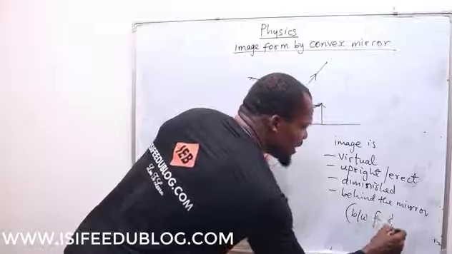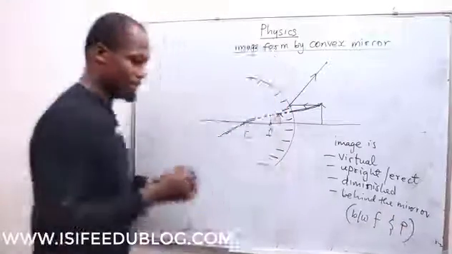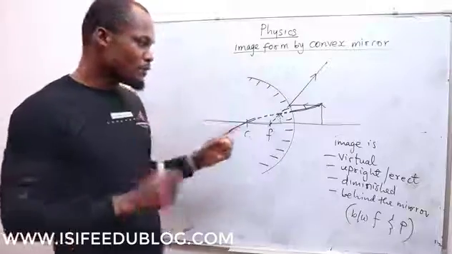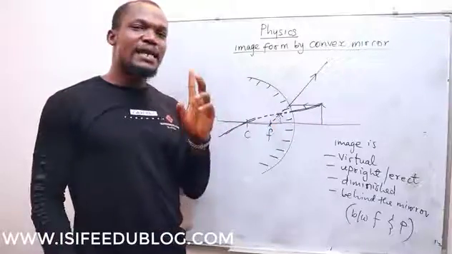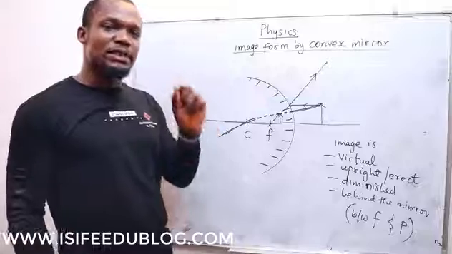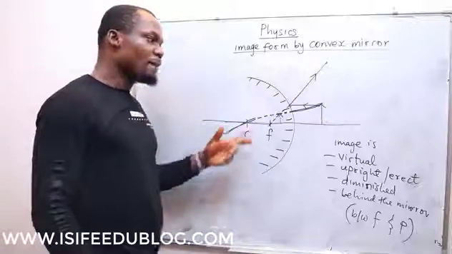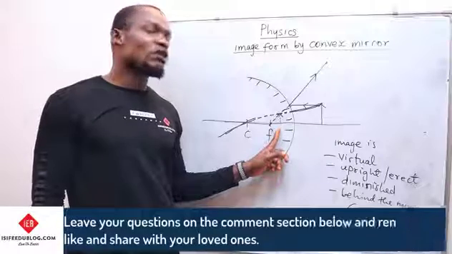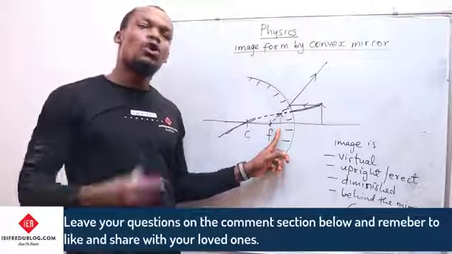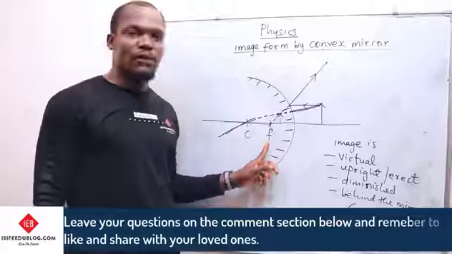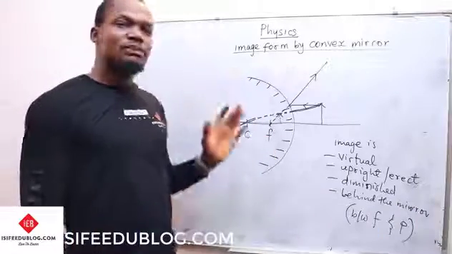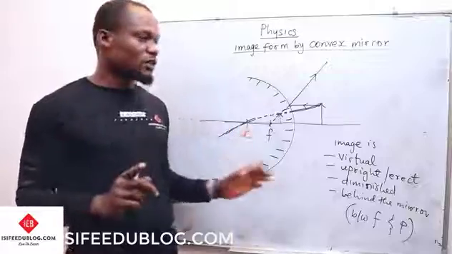F and the pole. So what it means is that, number one, anytime we calculate the distance of the image formed by a convex mirror, the image distance of a convex mirror will always be less than the focal length. So, convex mirror forms only one type of image.